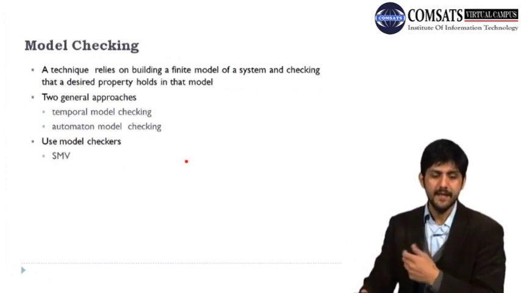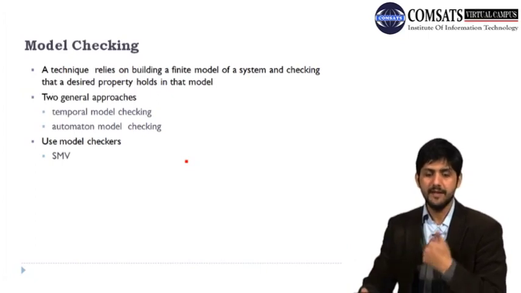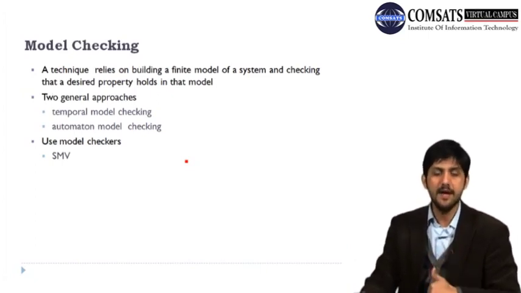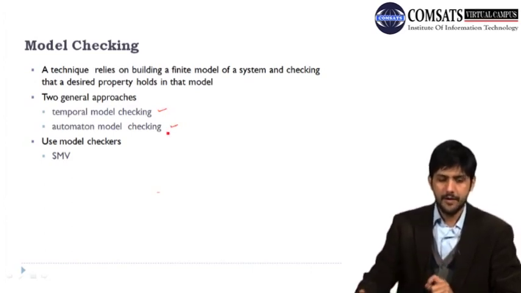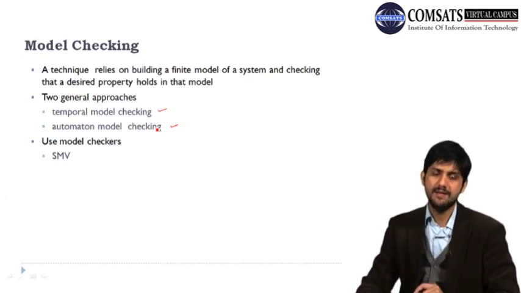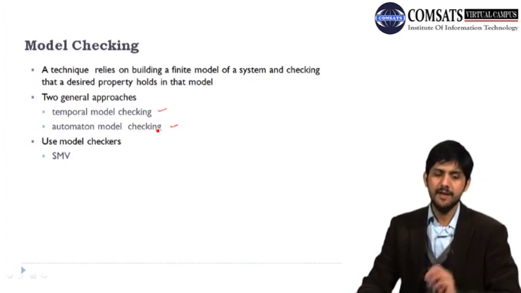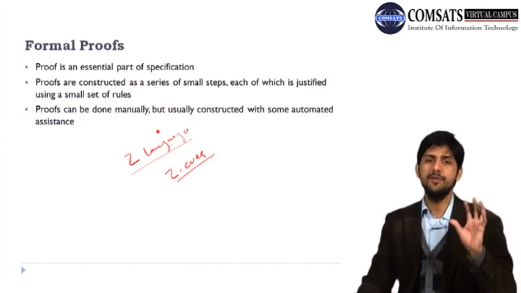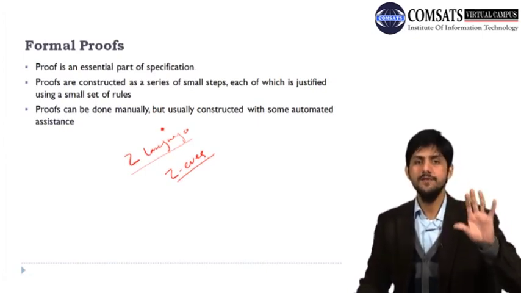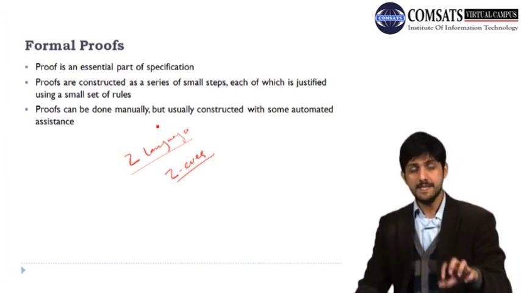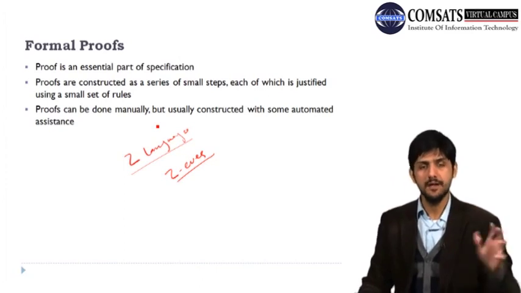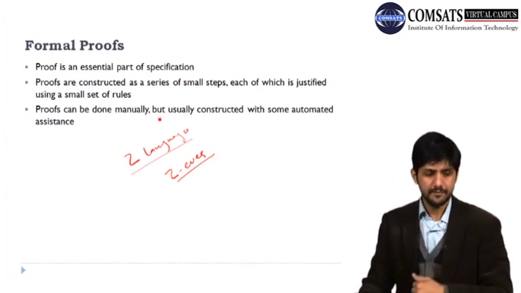So model checking is a technique which relies on building a finite model of a system and checking that a desired property holds in the model. There are two general approaches: temporal model checking and automation model checking. And you can also use model checkers. For example, SMV is one example. So as I said, whenever we are using these formal methods, there are always formal proofs associated with them, and you check the validity of your model. And specifically when we are talking about writing specifications, formal specifications are also part of it.